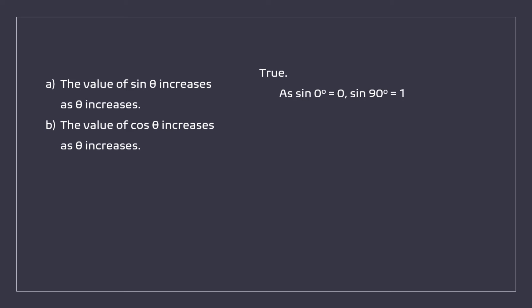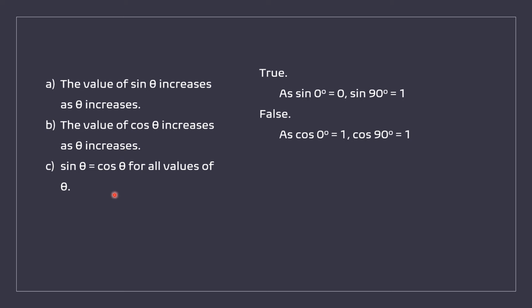The value of cos theta increases as theta increases. From the table, you can see very clearly it is a false statement, because cos 0 is 1 and cos 90 is 0. As the angle increases from 0 to 90, the value decreases from 1 to 0. So theta increased but the value decreased. But here the statement says cos theta increases as theta increases. That's why it is a false statement.